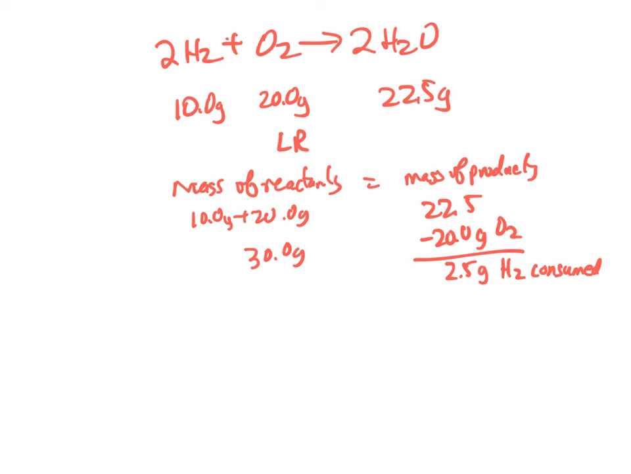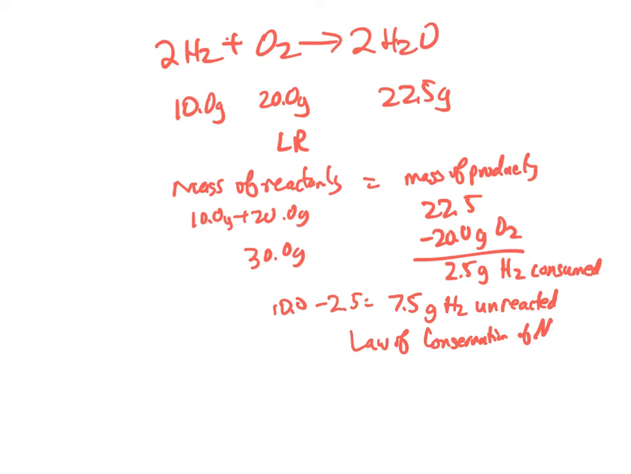So if we go back to the amount of hydrogen we started out with, 10 grams of hydrogen minus 2.5 grams, that means we have 7.5 grams of hydrogen unreacted. We did this using the law of conservation of mass.